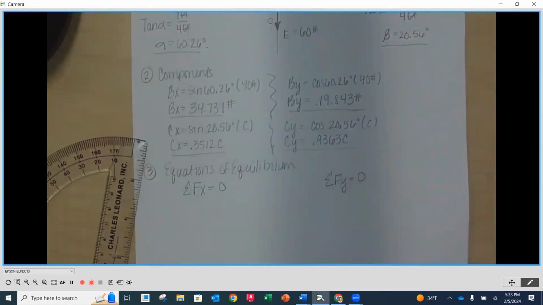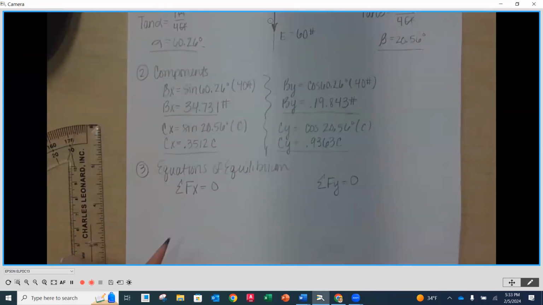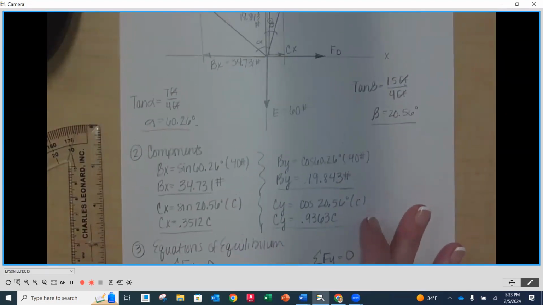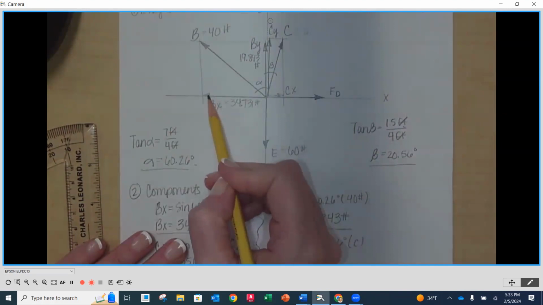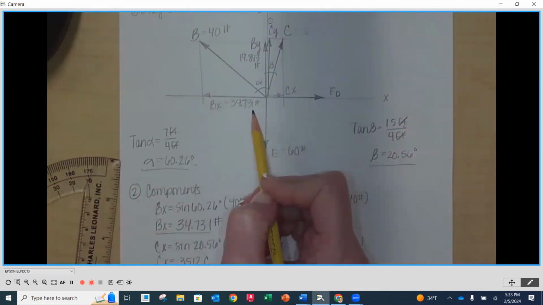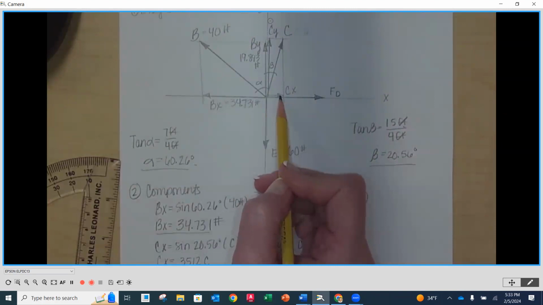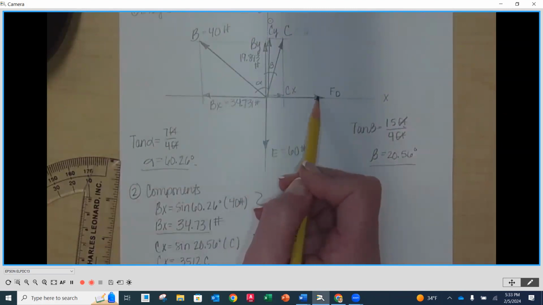I look for those two equations to start the process. Make sure before you start writing anything that you tell me what you're going to do first. So let's write our equation of the sum of the forces in the X direction. We're only going to look on the X axis. This is why we put these components on the X axis or on the Y axis. I'm summing the forces in the X direction, and you'll notice that I have a negative BX, or a negative 34.731. I have a positive CX and I have a positive FD, right?